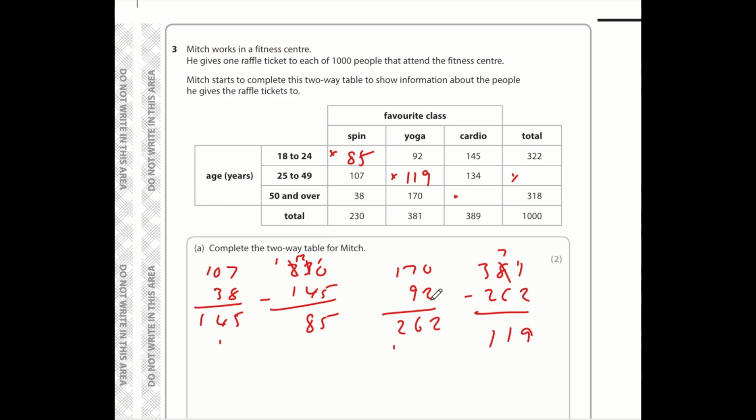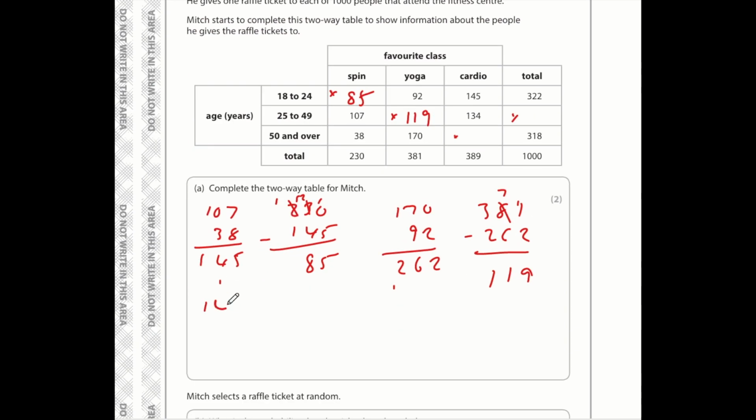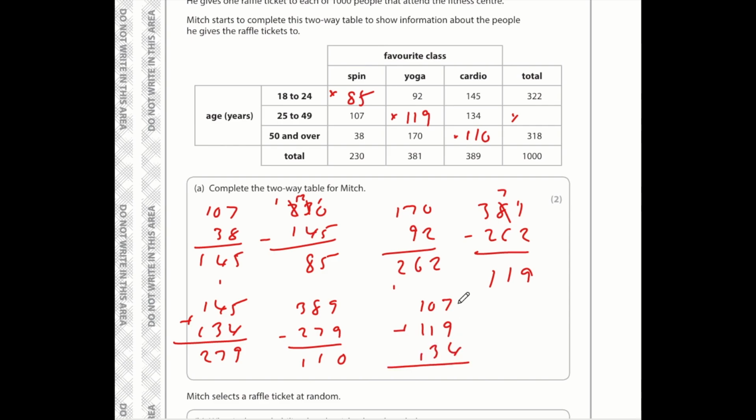And again, cardio, exactly the same thing. Going to add together 145 and 134, so that's 279. And 389 take away 279 is 011, so that's 110. And for the total, we could either add these 3 digits. Actually, that might be easier than doing the same subtraction method. We obviously prefer adding to taking away. 107, 119, 134. 7 plus 4 is 11, plus 9 is 20, carry 2, 3, 4, 5, 6.